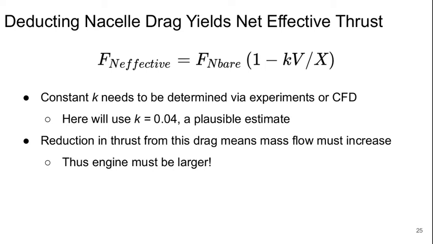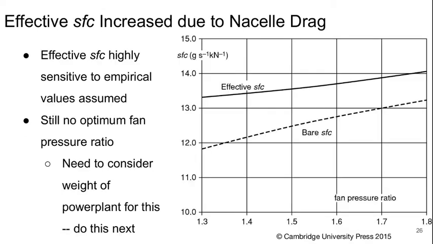If we reduce the thrust by the drag, it means the mass flow ratio has to increase in order to produce the actual thrust we need, so the engine gets bigger. As a result of this nacelle drag effect, the effective specific fuel consumption increases. The exact amount is going to be pretty sensitive to the empirical value of K that we assume. But what we still see is that the effective specific fuel consumption is a monotonic function of fan pressure ratio. So we still don't see an optimum, and it's not obvious what fan pressure ratio to pick.